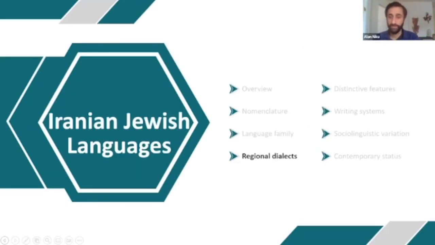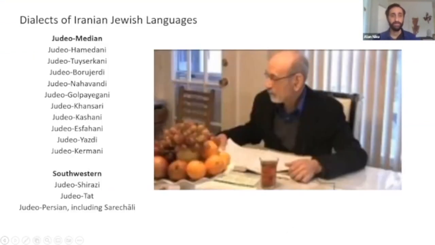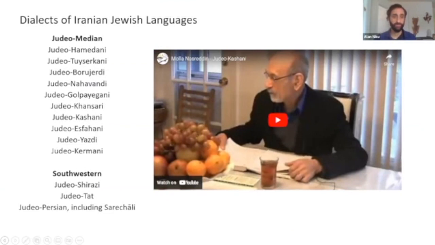So let's get into some of these regional dialects. Let's learn a little bit about these languages. Dialects of Iranian Jewish languages, we can see these are a bunch of different dialects that we know about. There are many more that we don't know about, or were historically. So there's Judeo-Hamadani, Judeo-Turi-Serkani, Judeo-Borujerdi, Nahavendi, Golpaygani, Khansari, Kashani, Esfahani, Yazdi, Kermani. These are all different languages. They're not necessarily intelligible with each other. Pretty wild what a diversity of languages there are.